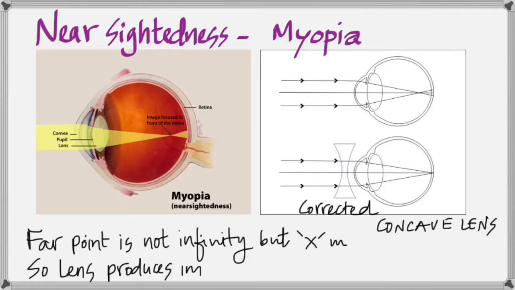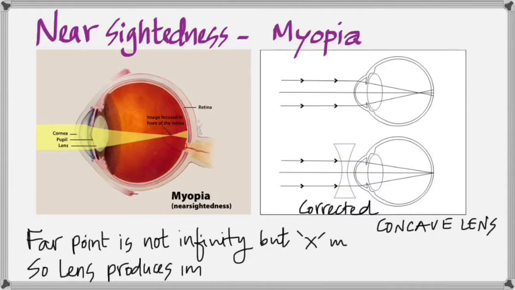So what's the power? Power is 1 by F. So it should be 1 by negative 20, which is negative 0.05 diopters, which is a real small power. This guy can easily live without corrective lenses because he can see up to 20 meters. See that?